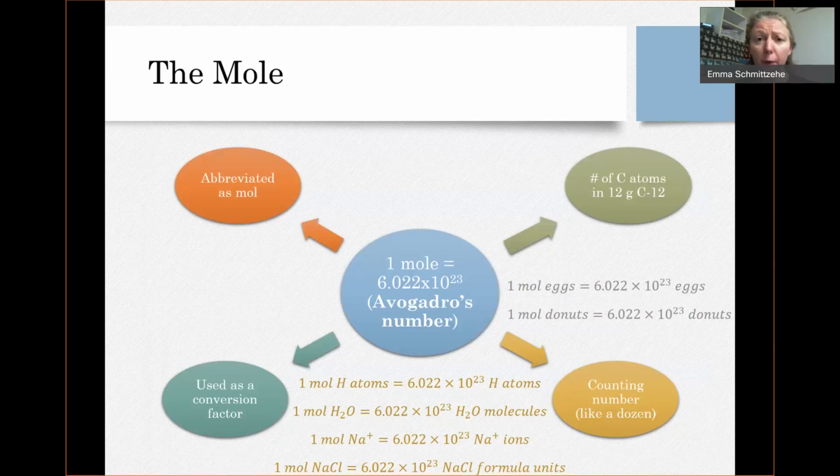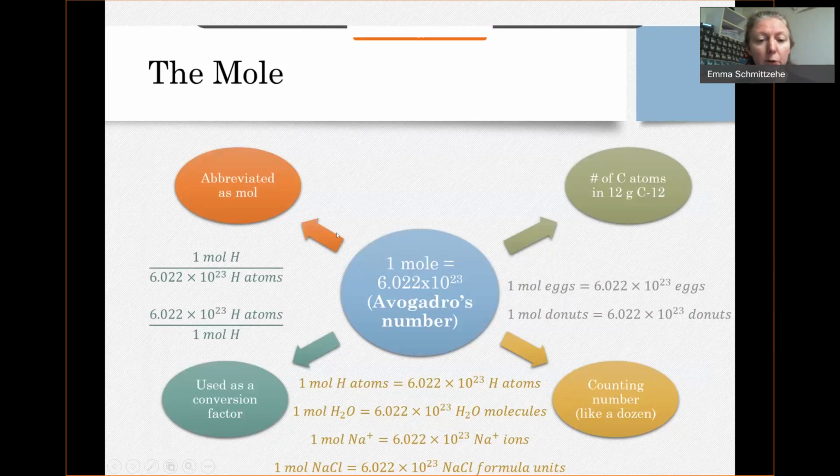But if you wanted to convert between, say, hydrogen atoms and moles of hydrogen, whether you're going from moles to the number of hydrogen atoms or from hydrogen atoms to the number of moles, you're going to use a different ratio, depending on which way it's flipped. So here's your two possibilities for that scenario. So we've got either 1 mole of hydrogen, okay, over 6.022 times 10 to the 23rd hydrogen atoms, or 6.022 times 10 to the 23rd hydrogen atoms over 1 mole of hydrogen. Okay, so you can multiply by either of those ratios, and you're not actually changing what you have because you're multiplying by 1.